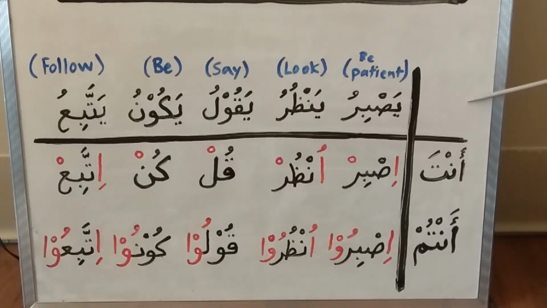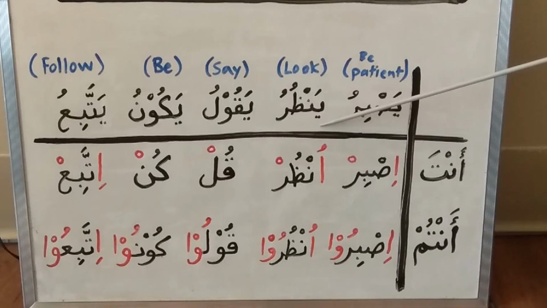This table shows 5 different example verbs and how to convert them into their commanding form or the imperative form. So the verbs are listed here in present tense. Yasbiru means he is patient. If we turn that into imperative, it means be patient as a command to somebody.